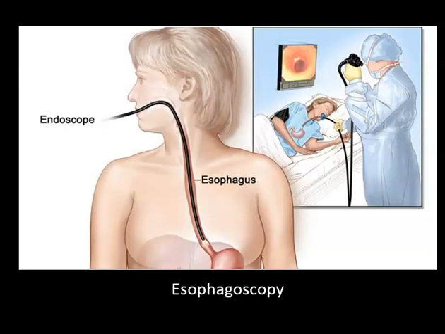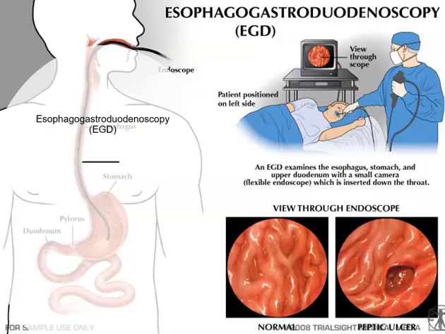All right. Okay, so next up, we're going to go to another type of scope, which is commonly known as an EGD, or an esophagogastroduodenoscopy. And this is what they call an upper endoscopy. And this is important because later in this section, you're going to see lower endoscope procedures, meaning that the scope is inserted through the anus and comes up. Here, the scope is still going in the mouth, and it's all the way down to the duodenum.